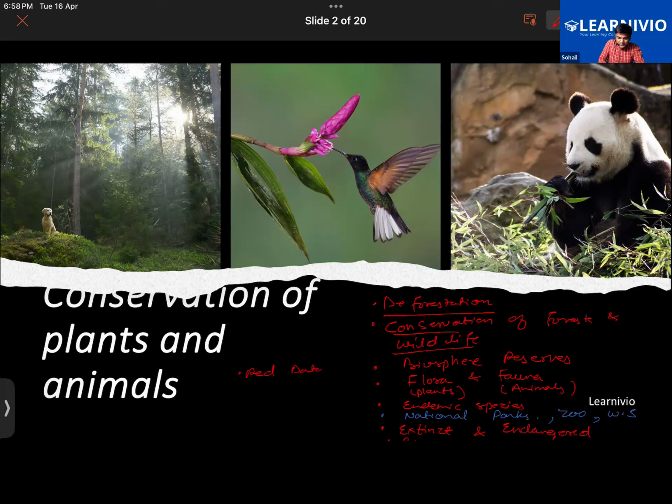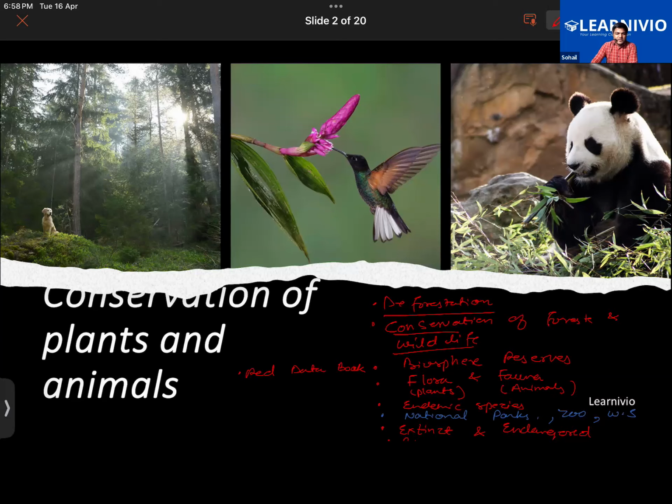Red data book. What is this book? What does this contain? So we'll be studying about this also. Is this that book which contains all animal information? It consists of a list of all the animals and plants that are in the category of endangered species. Okay, now. So we are going to study about that also.